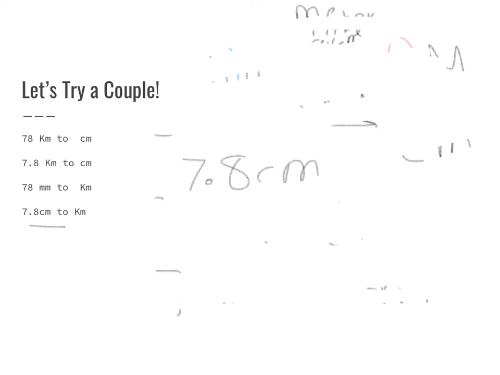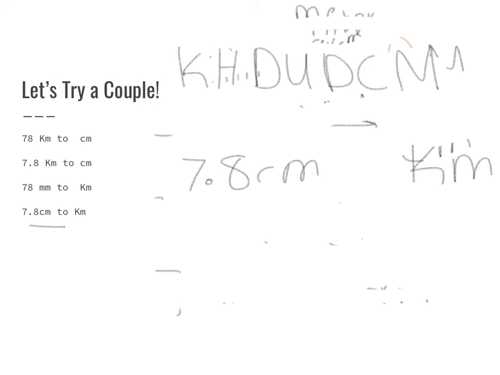Okay, let's try one more, and then the rest is up to you. On our last one, let's try 7.8 centimeters, and I'm going to kilometers. Now I need my mnemonic, so kids hate decimals unless decimals create money. And I'm going to check and make sure that I have a decimal, which I can see I do indeed.